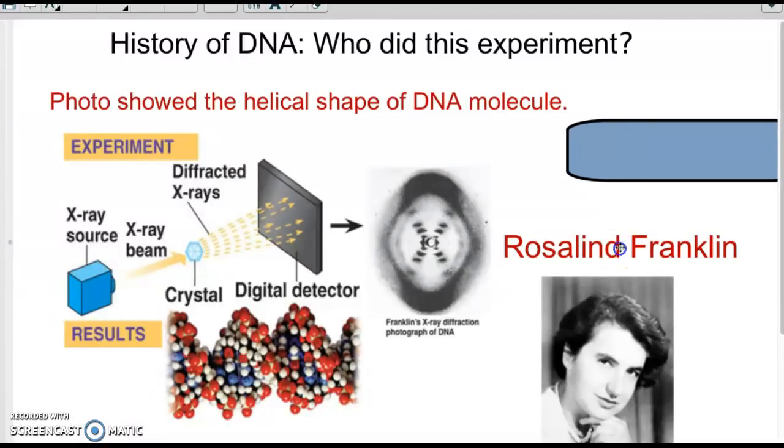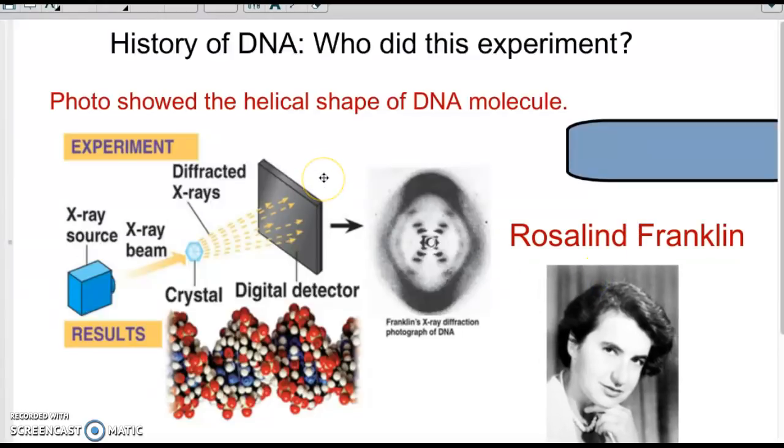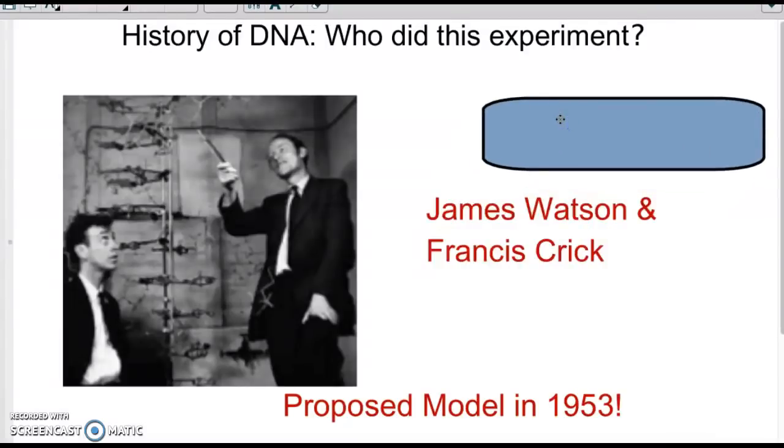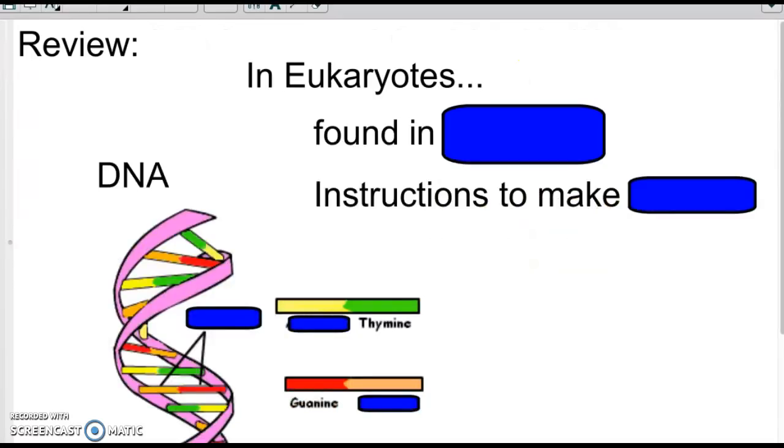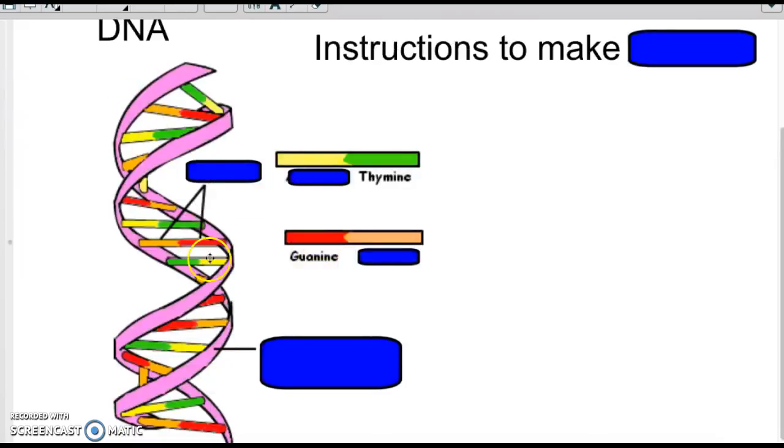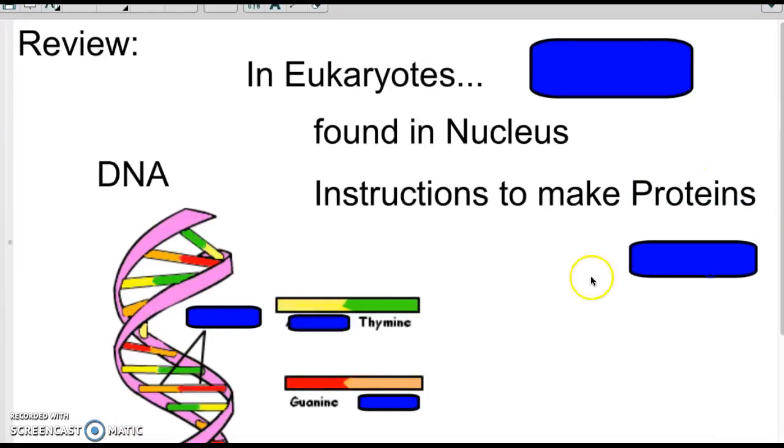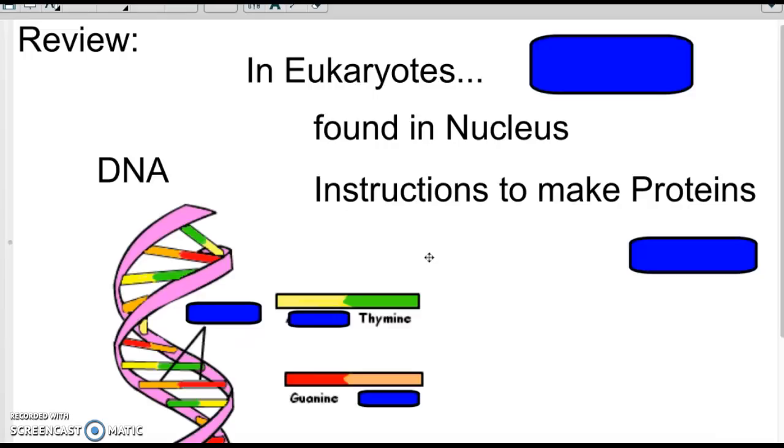Rosalind Franklin was an amazing scientist who was able to get a picture of DNA through an X-ray process, and she discovered that it was helical in nature. That led to the last two scientists, Watson and Crick, proposing the actual model of DNA in 1953. So let's talk about this DNA molecule. Remember, in eukaryotes, DNA is found in the nucleus, and one of its jobs is to allow us to make proteins. Proteins are everywhere inside our body, and we need proteins to determine the traits of who you are.